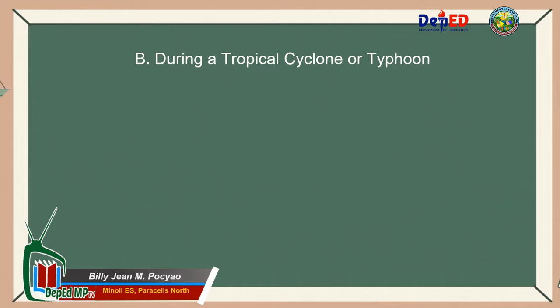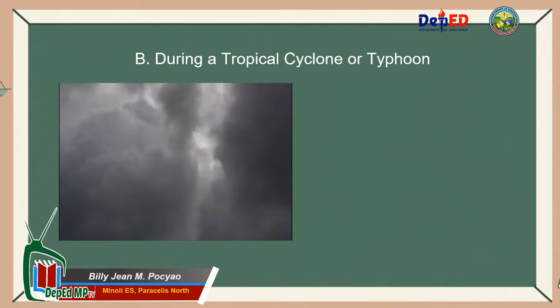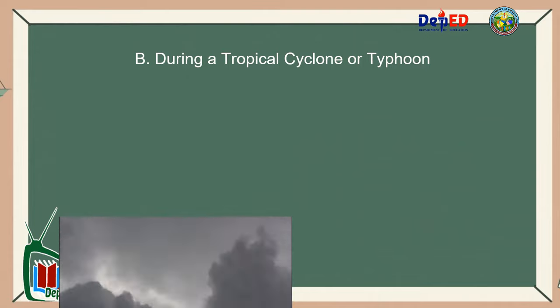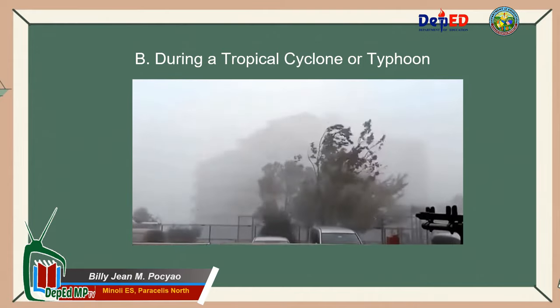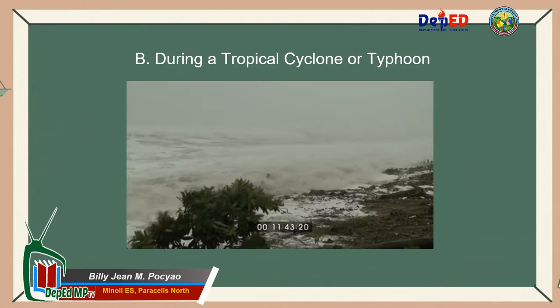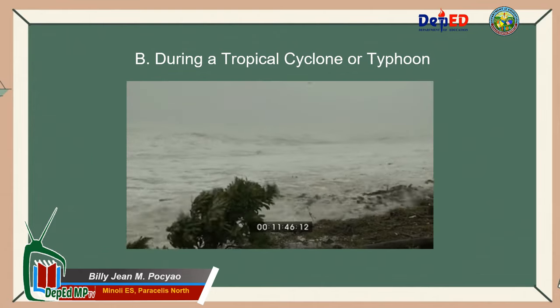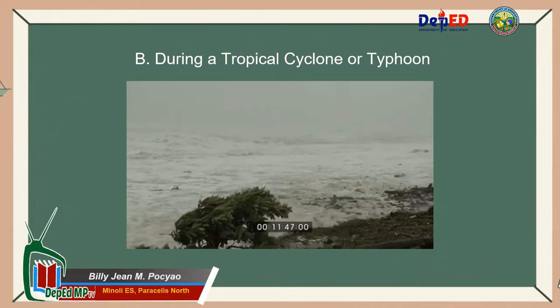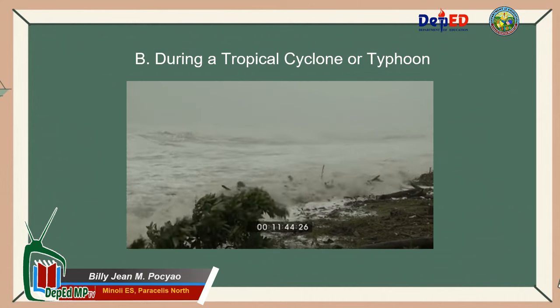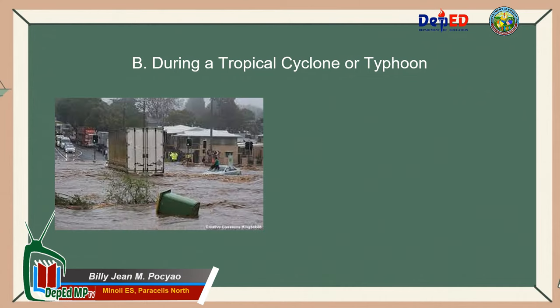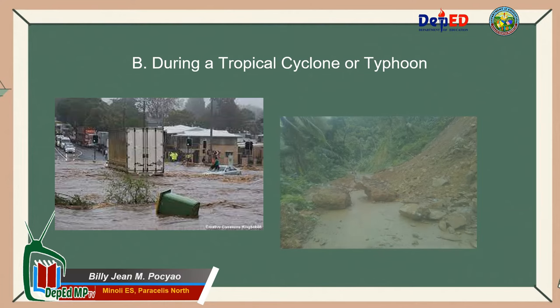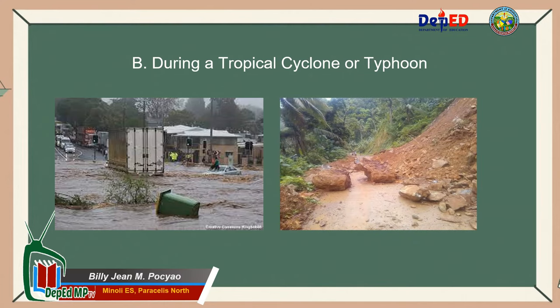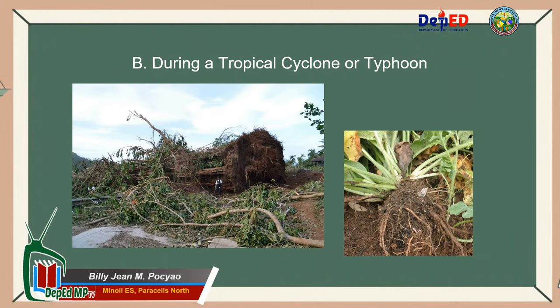During a tropical cyclone or typhoon, the sky is dark and cloudy. Heavy rainfall accompanied by strong winds occurs. Big waves are also observed near the coast. When these waves become high due to high ocean tides, a storm surge occurs. Flash floods may also occur due to heavy rainfall. Landslides may be triggered by flash floods and heavy rains. Some trees and crops may be uprooted because of strong winds.